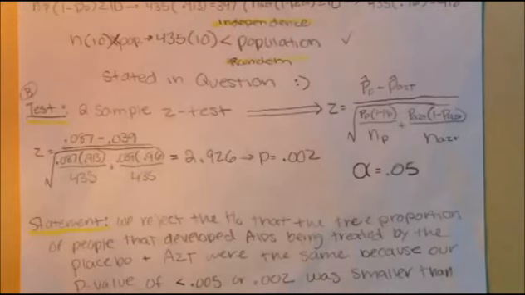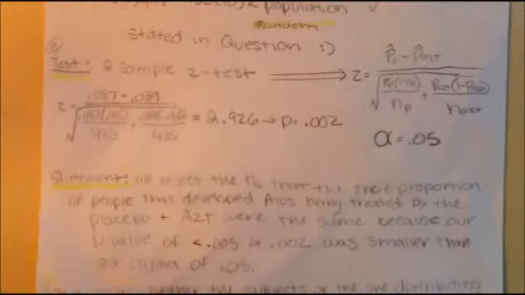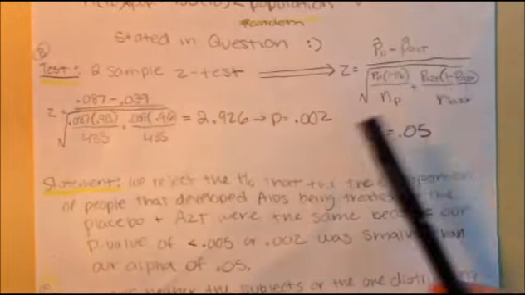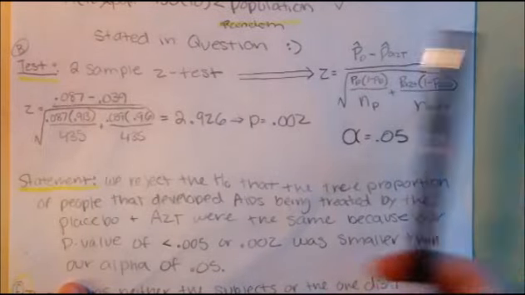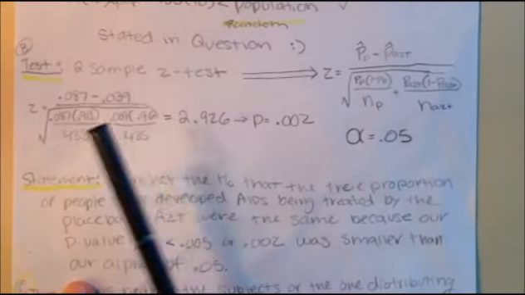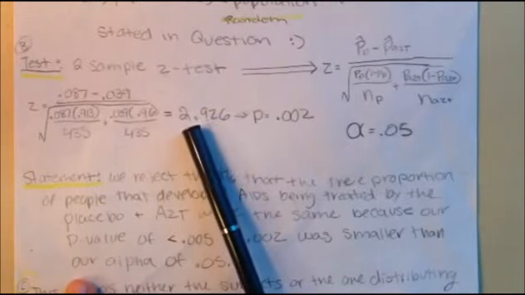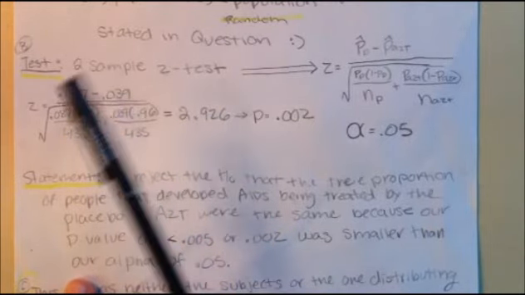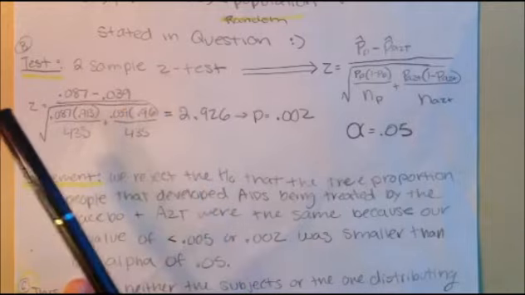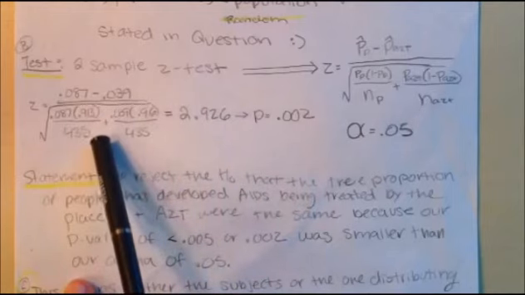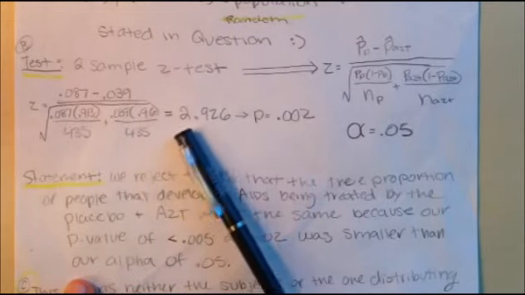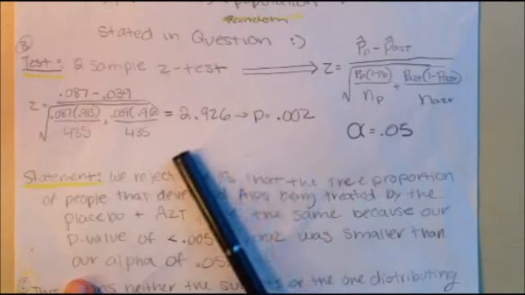Part B asks, how significant is the evidence that the AZT is effective? So basically what we do here is the rest of the test. This is a 2-sample Z-test, and so that would look like this equation right here. And if you were to plug in those numbers, it would look like this. So you have the proportion of placebo minus proportion of AZT over P times Q over N for placebo plus P times Q over N for AZT. And that gives you a z-value of 2.926.